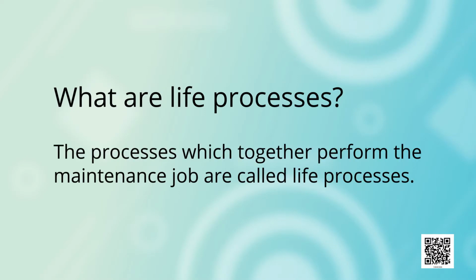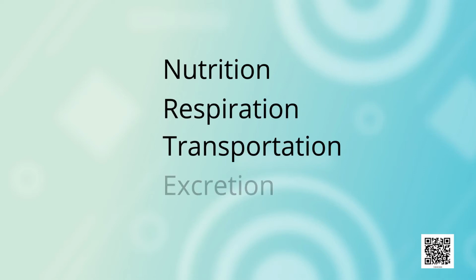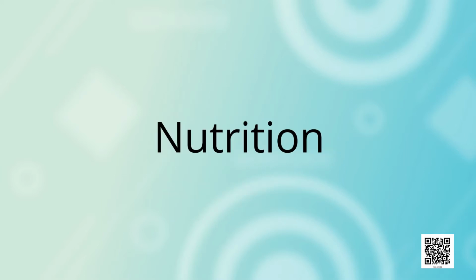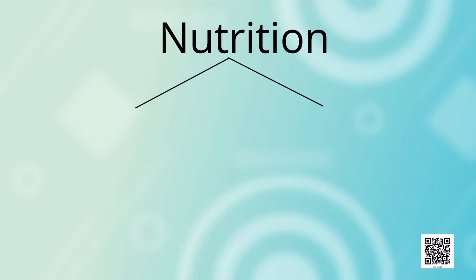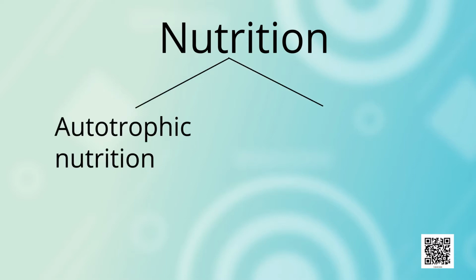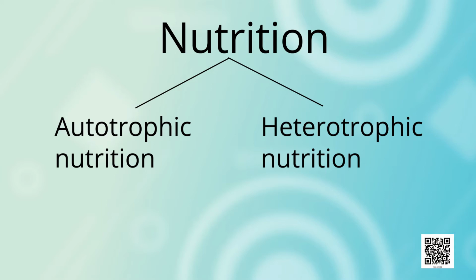The processes which together perform the maintenance job are called life processes. Nutrition, respiration, transportation and excretion are some of the life processes. Nutrition is the process in which source of energy from outside called food is utilized by the body for growth and development. Nutrition is of two types, autotrophic nutrition and heterotrophic nutrition.